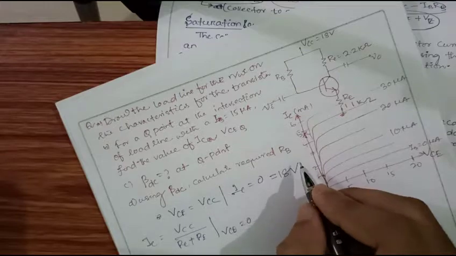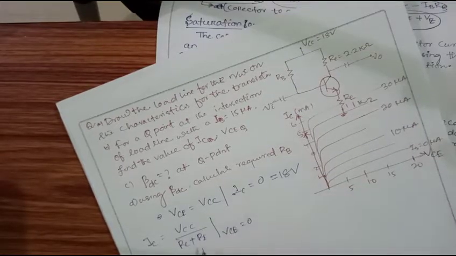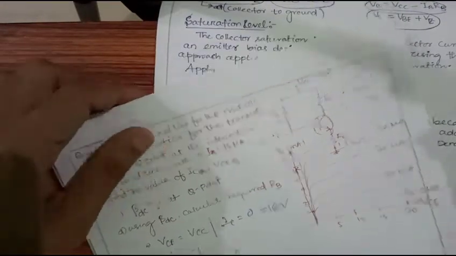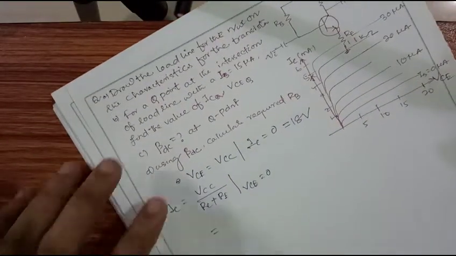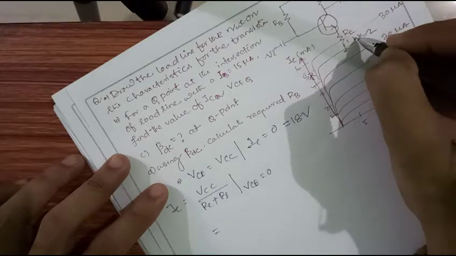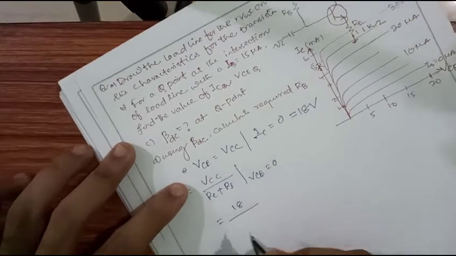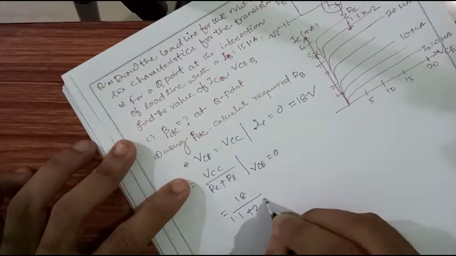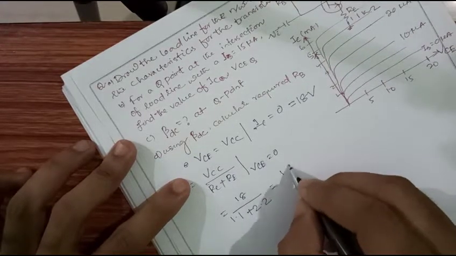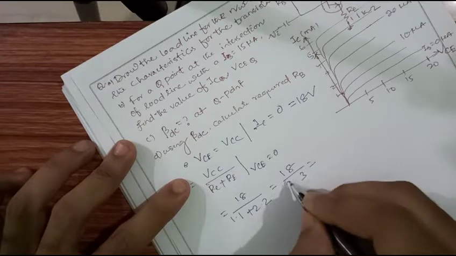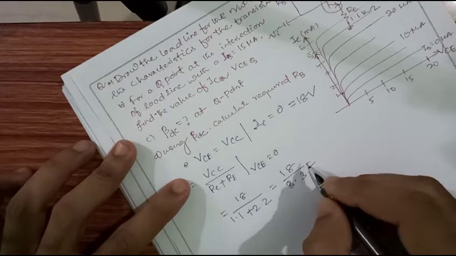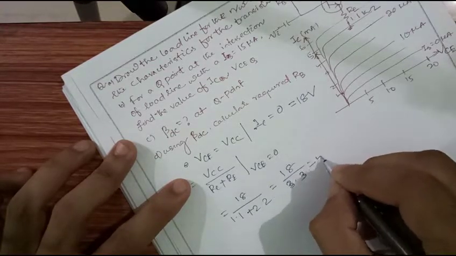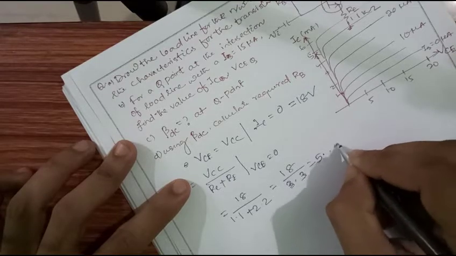Now my IC is nothing but VCC upon RC plus RE, and in the diagram the value of RE is given as 1 kilo ohm. So 18 volt divided by RE plus RC, which is 1 kilo ohm plus 2.2 kilo ohm, so we will find 18 upon 3.3. 3 5 3 is 18, 6 3 is 15. So it is nearly equal to 5 point something milliampere.